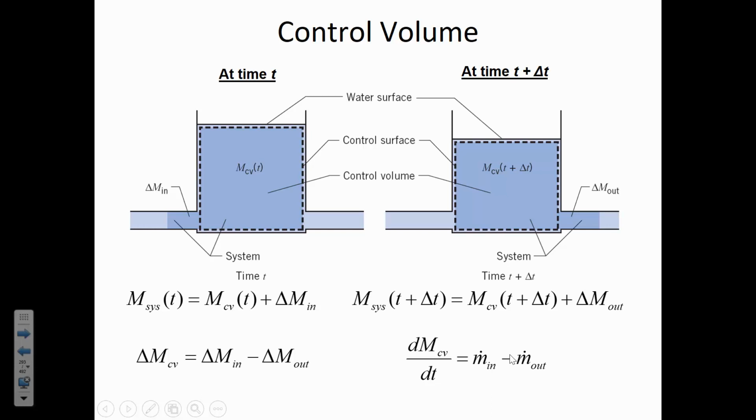And so, simplified, we can just say that accumulation is in minus out. So if there's more flow in to a tank than out during a certain time period, then we'll have a positive accumulation. Here, the accumulation was negative because there was more of the system flowing out than flowed in during the time delta t.